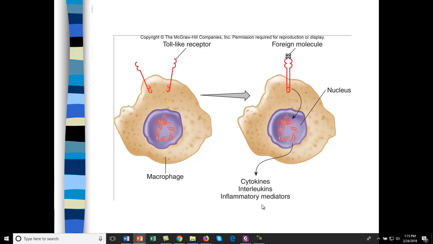Cytokines, as you know, will promote cell growth, cell differentiation. Interleukins and inflammatory mediators aid in the immune response. Some are also chemotactic. So this just gives you an idea of how this toll-like receptor will bind a PAMP, and then that will initiate a response from a macrophage to call forth other immune cells and hasten the immune reaction.